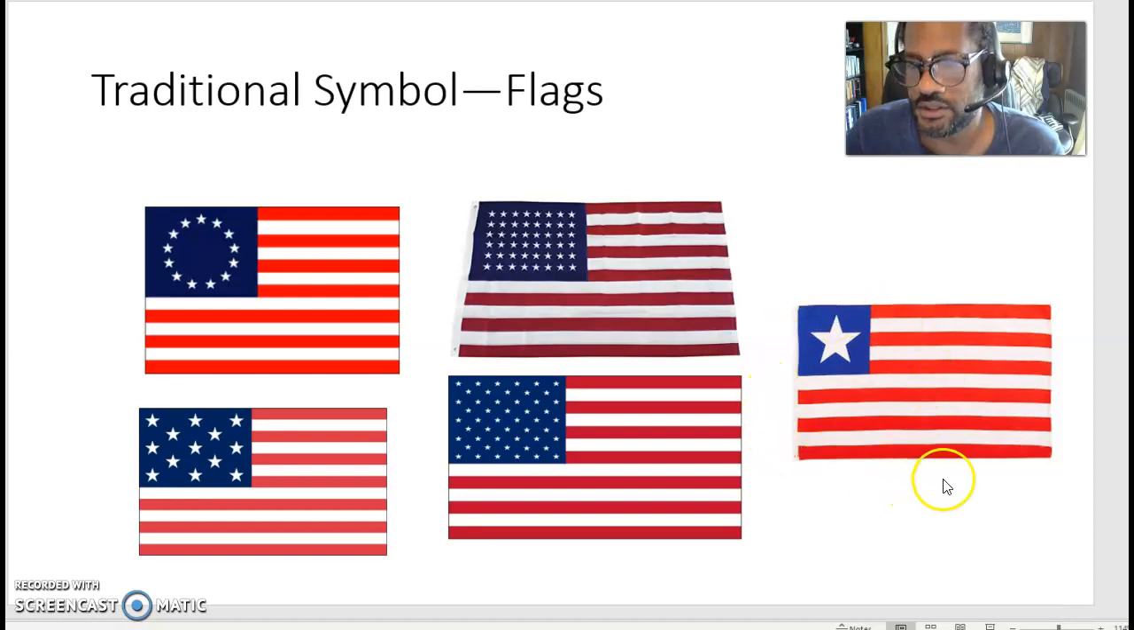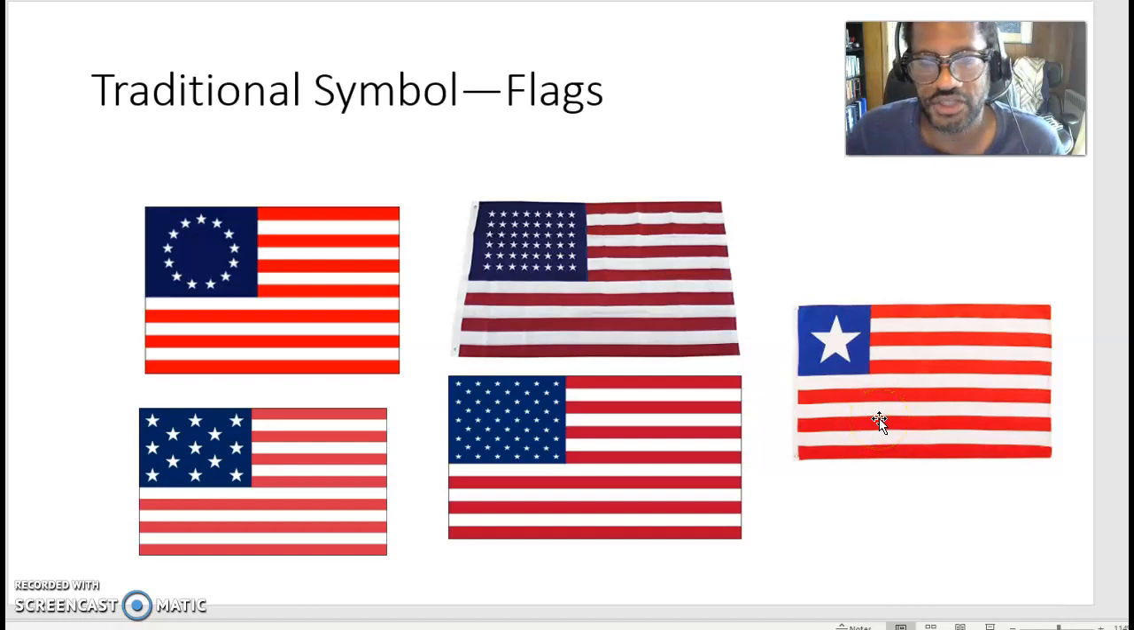Now, I put this in here, and somebody might say, well, when was this an American flag? This is not an American flag. This is actually a Liberian flag. Liberia is a country that was founded by former slaves from the United States, and they adopted a similar flag. It looks very similar, but they only have one star since they don't have states like we do.